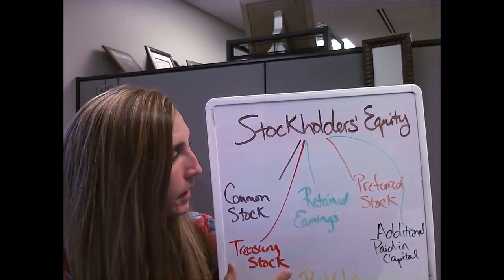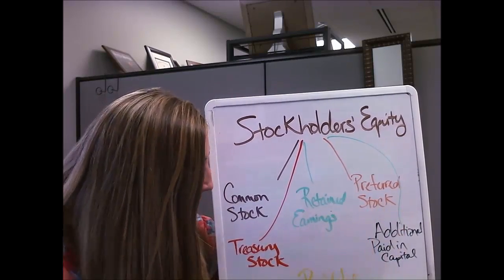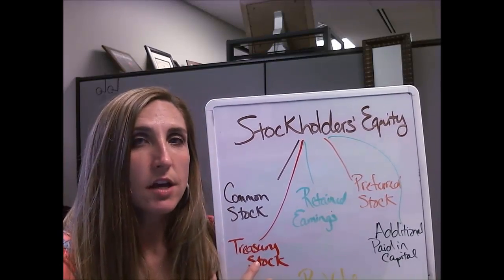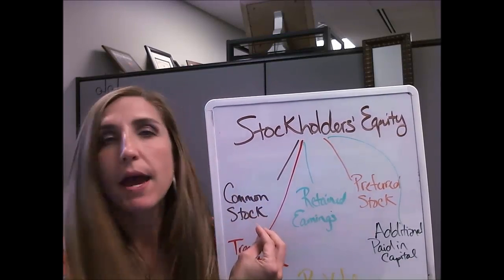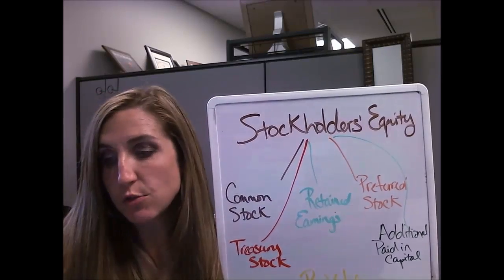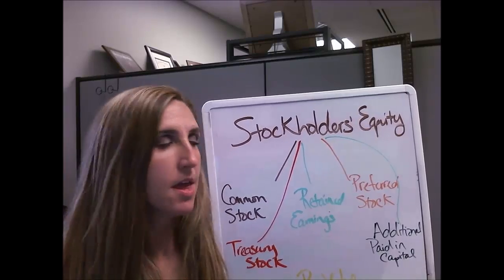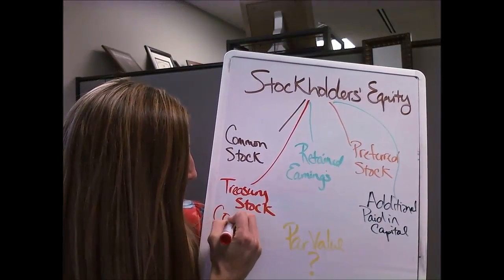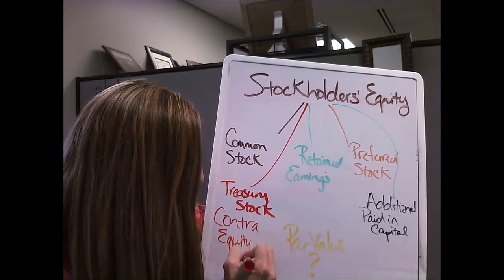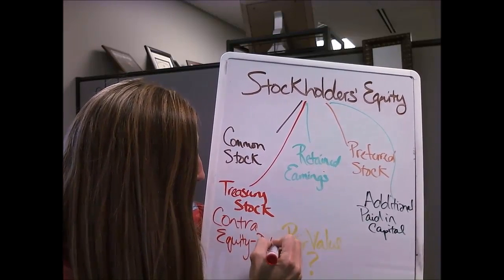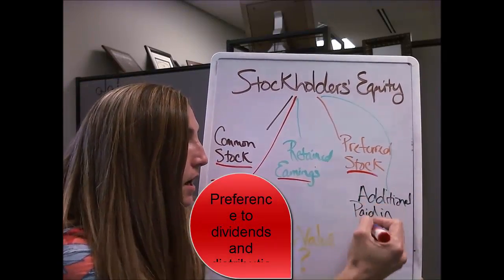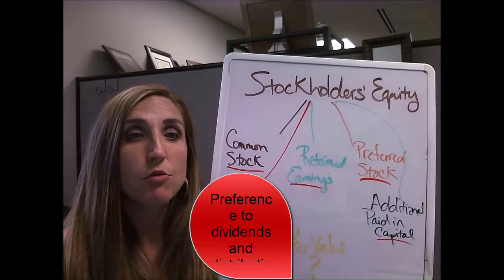So 2 other new accounts besides the preferred stock, the first is your treasury stock. When the company buys back stock, it's going to be taking back some of the common stock, and it's going to be renamed as treasury stock. Treasury stock is a contra equity account, and this contra equity account has a normal debit balance. All of the other equity accounts, common, retained, additional paid in capital, have a normal credit balance.